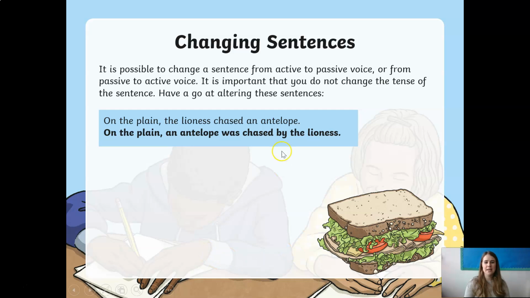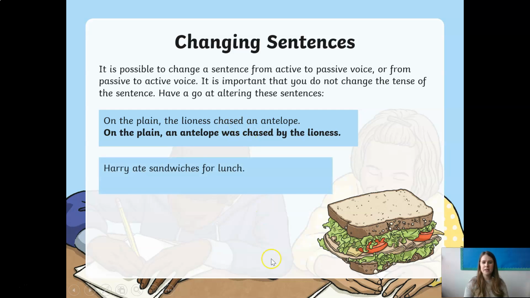Okay, so you can see here it's still chased, it's still past tense. It wasn't on the plain, an antelope was chasing or was being chased by the lioness. I've just added the additional word there and kept the tense the same. See if you can have a go at this one. Harry ate sandwiches for lunch. So see if you can now turn this into a passive sentence using the word by. Pause the video and have a go.